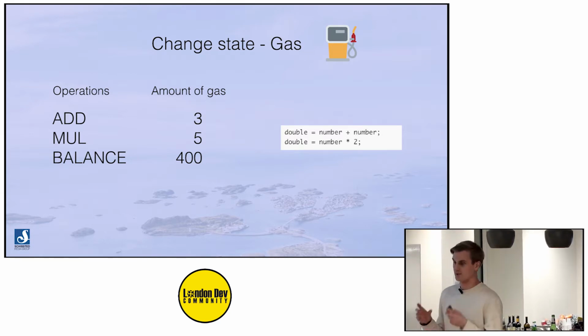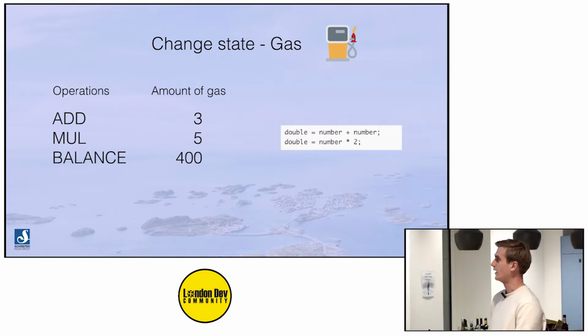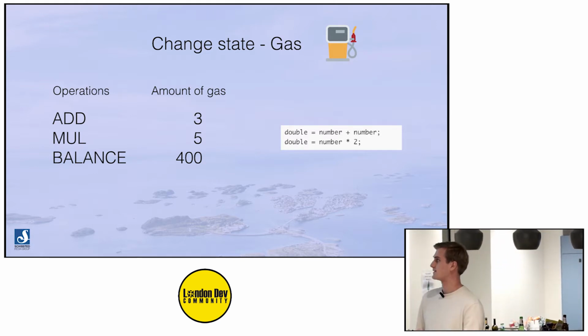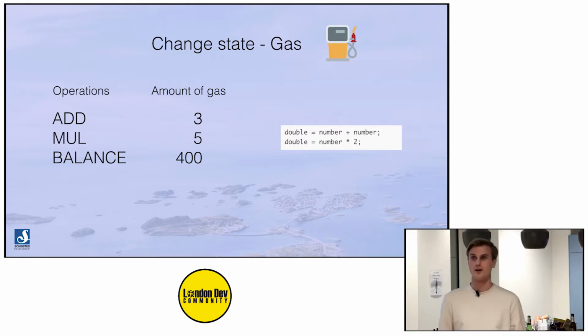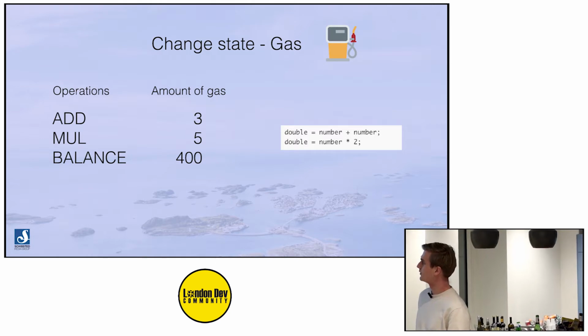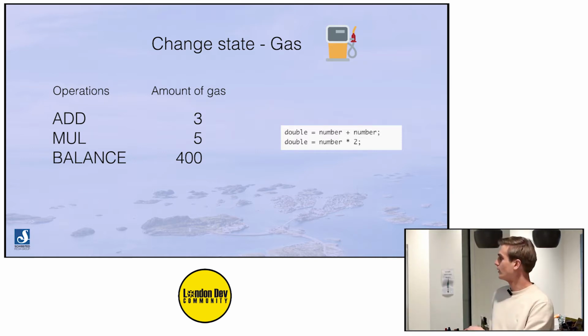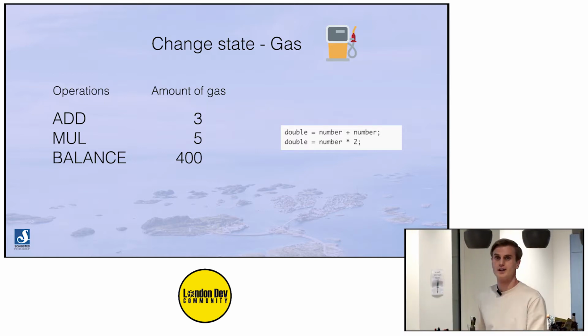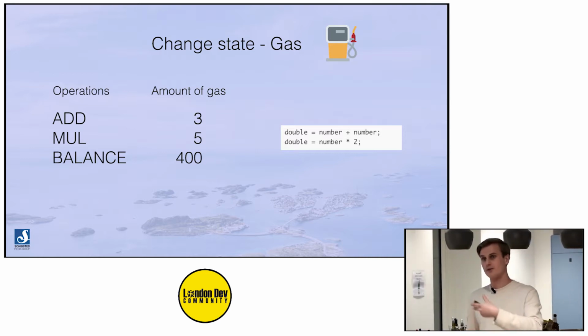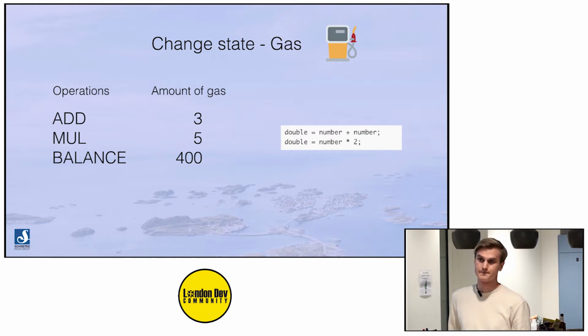So take an example. Different operations have different prices. And this is in gas, which is just a unit of account for the processing you want to have done. So if you want to add something, then you pay 3 gas. If you want to multiply something, then you pay 5 gas. And if you want to, for instance, check another account's balance within your code, then it costs you 400 gas.